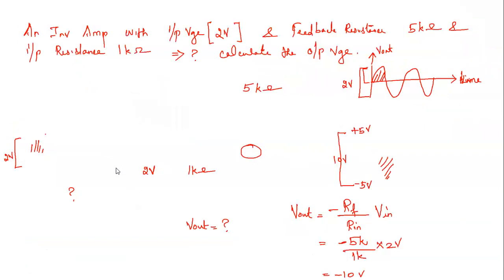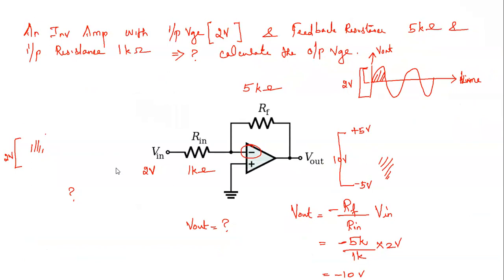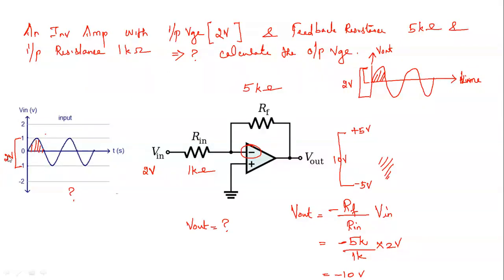See, an inverting amplifier with an input voltage of 2 volts, feedback resistor 5 kilo ohms, and input resistance 1 kilo ohm. Calculate the output voltage like we have seen. Here the input is 2 volts peak to peak, so 1 volt at positive, 1 volt at negative, applied to this op amp operating in inverting mode, with feedback resistor 5 kilo ohm and input resistor 1 kilo ohm. We know the gain AOL is nothing but minus RF by Rin. So minus 5k by 1k is minus 5, and the input is 2 volts. So minus 5 into 2 volts, minus 10 volts will come.